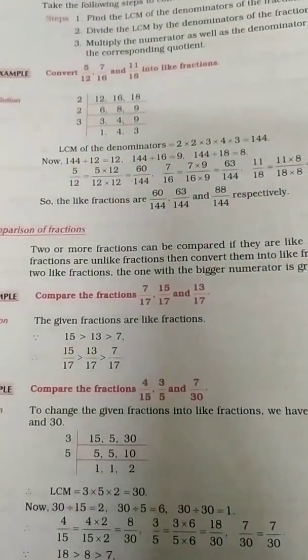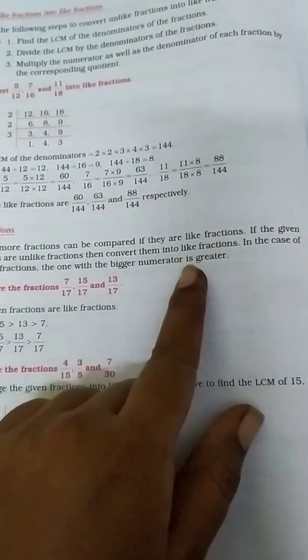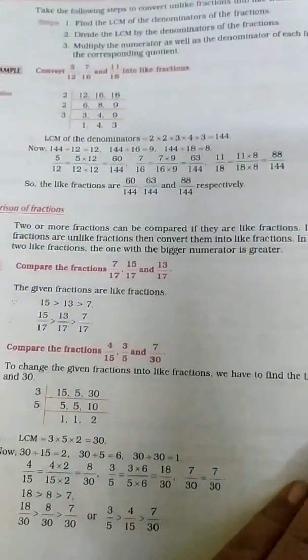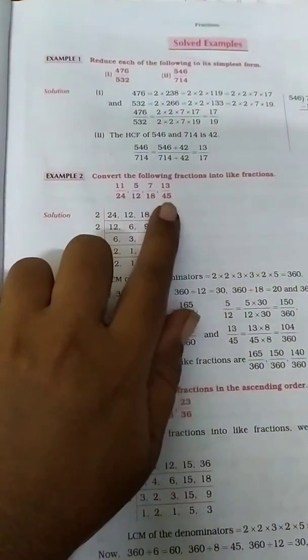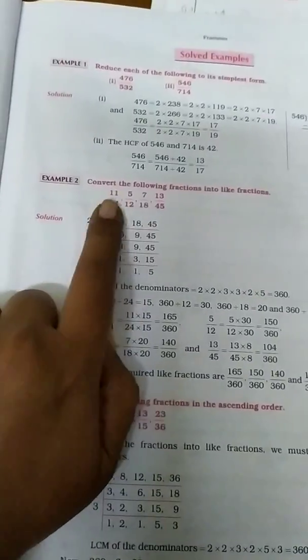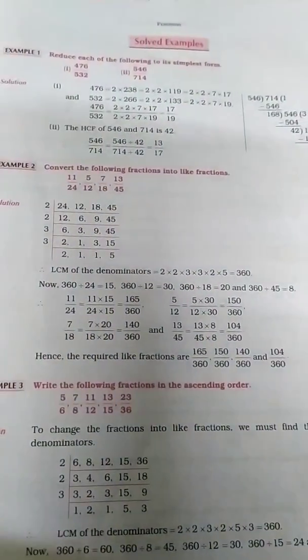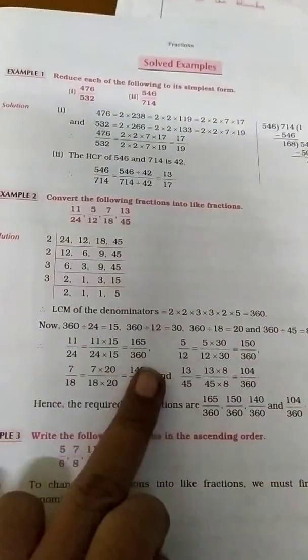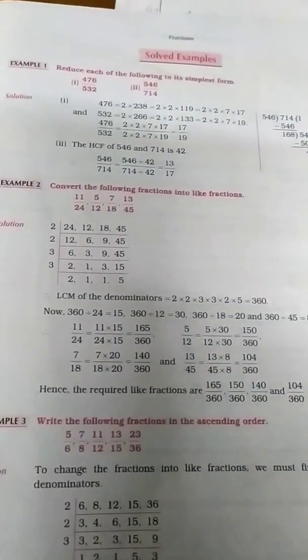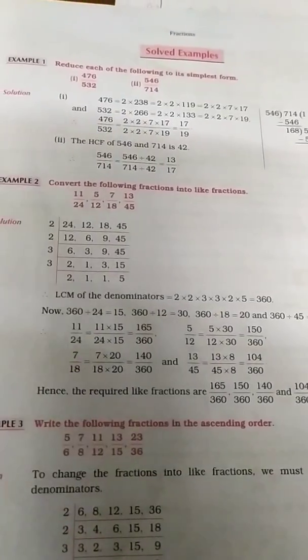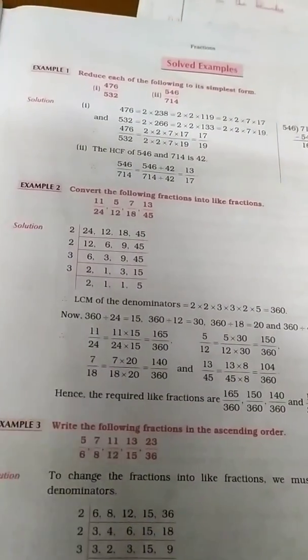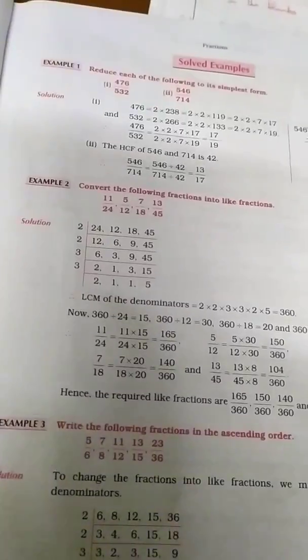So look at this comparison of fractions. Two or more fractions can be compared only if they are like fractions, that is, only if they have the same denominator can we compare. If you don't have a common denominator, first we take the denominators, find the LCM and convert them into common denominators, then we compare. After comparing, whether the question asks for ascending, descending, greater or smaller, we write the answer. So now let's begin the exercise problems.